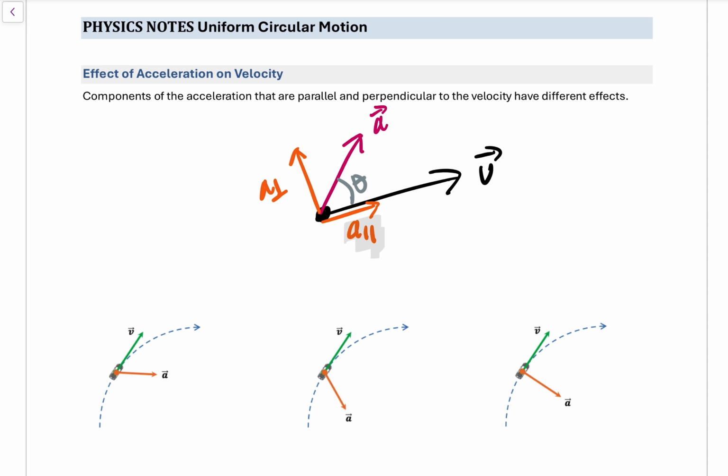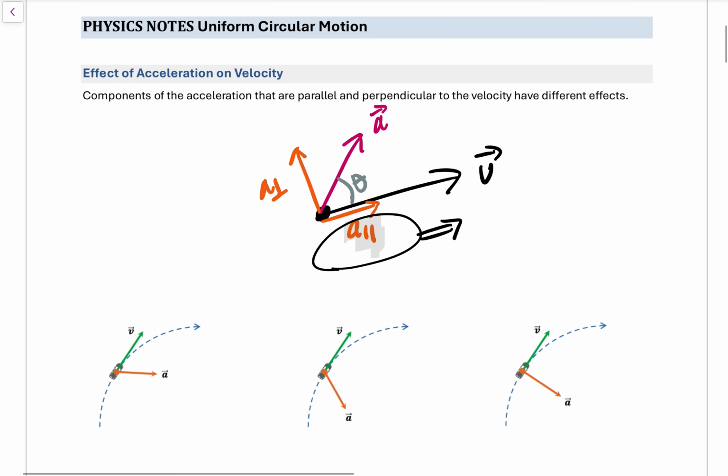So if we start with a parallel component and I ignore everything else, right? Just think about that velocity and A parallel. The A parallel is in the same direction of the velocity. So this goes back to stuff we've already been doing. If I have an acceleration directed in the same direction of my velocity, then we know that our object is speeding up. So an A that is directed along or parallel to the velocity vector is going to result in a change in speed.